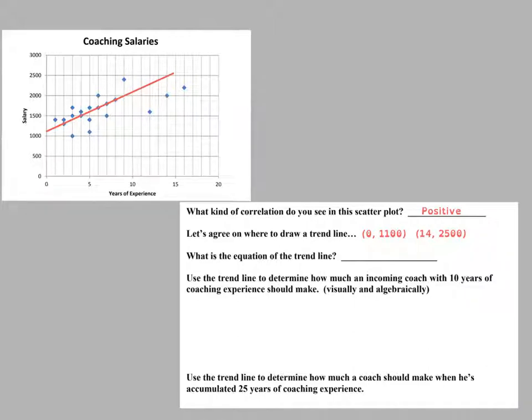All right, so I shrunk that up a little bit. We notice that we see a positive correlation in the scatter plot because it's going up from left to right. I drew a trend line between these two points, (0, 1100) and (14, 2500). And now we're going to write the equation of the trend line. So remember, to find the equation, we need to do the slope. So change in y divided by change in x. Our y goes from 1100 to 2500, so it goes up 1400. Our change in x goes from 0 to 14, so it goes up 14. And when we divide 1400 by 14, we have a slope of about 100. So our m value in our equation is 100.